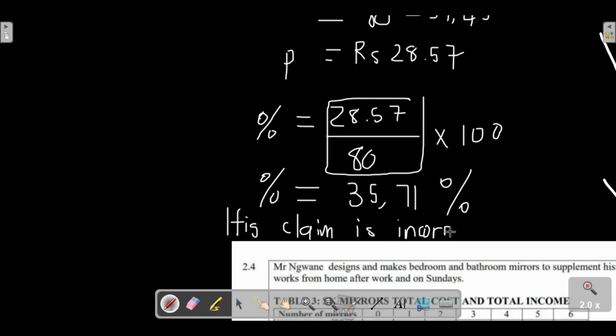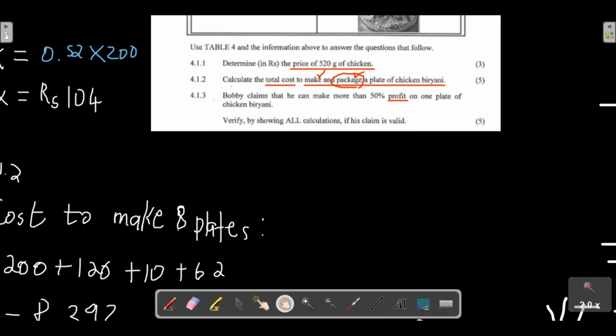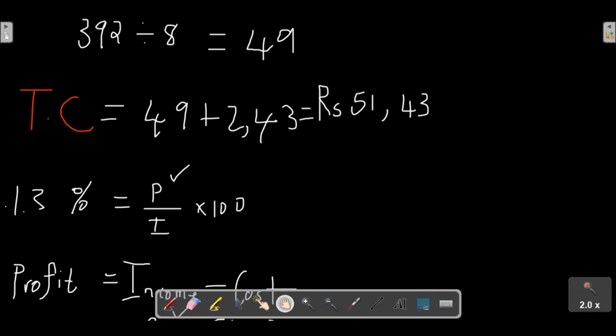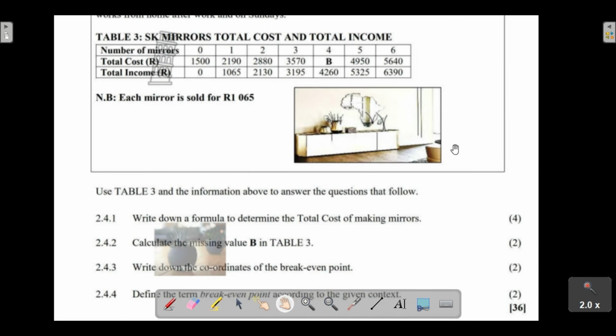Because this answer is less than 50%. As you can see, the profit margin is actually less than 50%. There we go. So that's it for this question. Right, let's move on to the next one, guys. The next one.